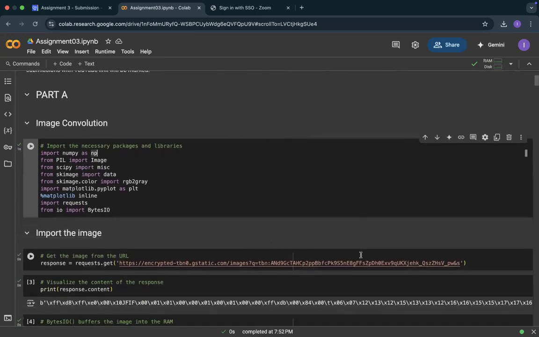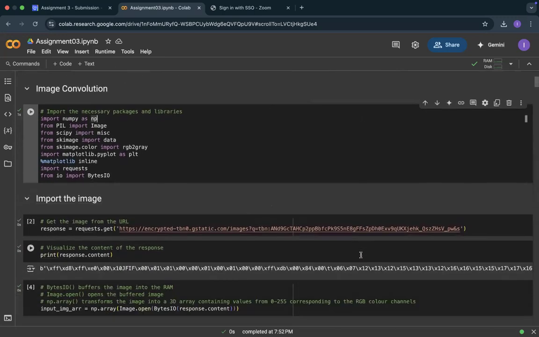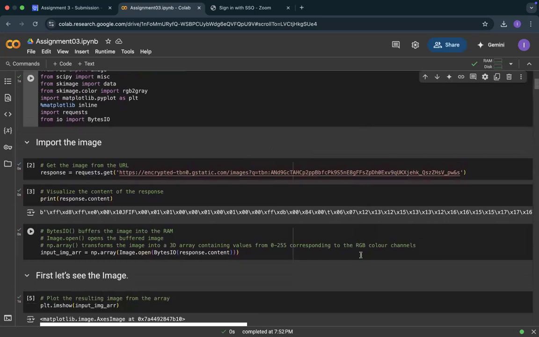This assignment involves applying convolutional operations, understanding model architecture, and improving performance using additional layers and dropout techniques. Let's dive right in.